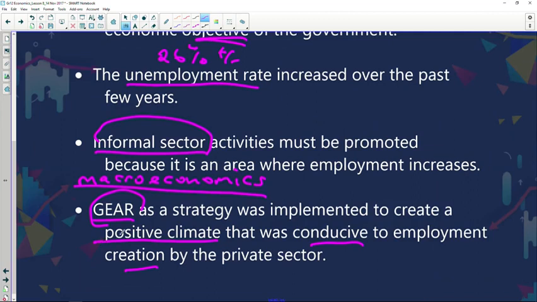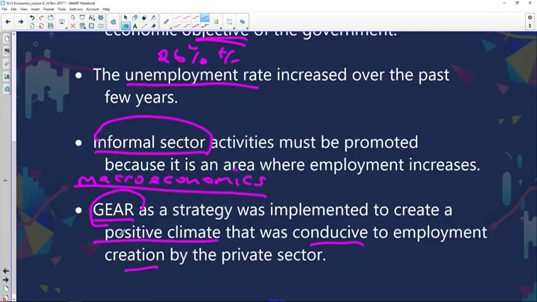So we will look at this later on in much more detail, but I think for now it is important that you just know that this is a macroeconomic strategy by the South African government, and it looks at growth and employment and also redistribution, as a strategy to create a positive climate that will be conducive to employment creation by the private sector.